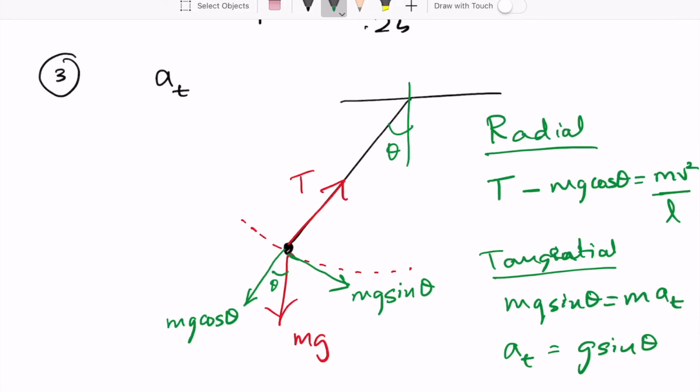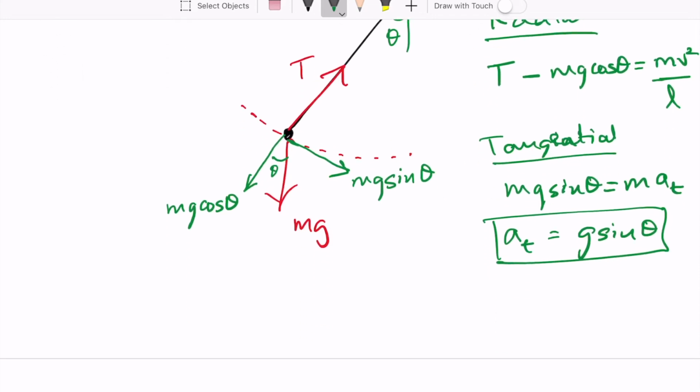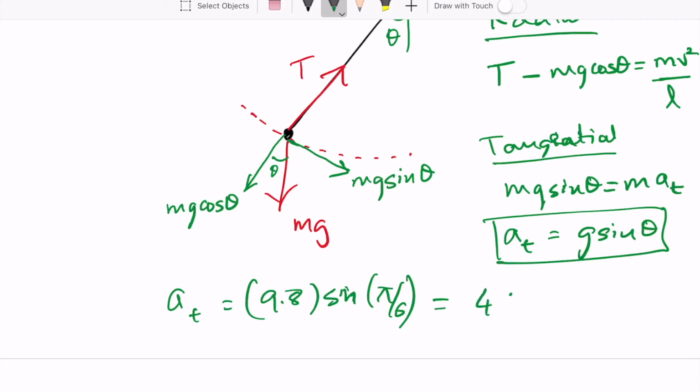And that is the answer to part 3. AT is just g sine theta in this particular case, right? So you can just plug in all the numbers and work it out. So AT would just be 9.8 sine of pi over 6, whatever that works out to. Sine 30 is 1/2, so it's half of 9.8, so that's 4.9 meters per second squared. That's the tangential acceleration.